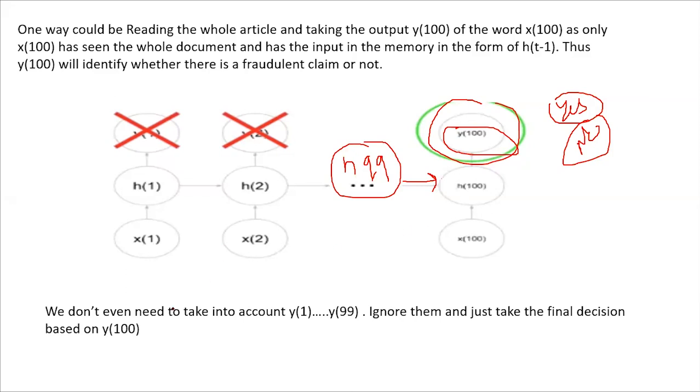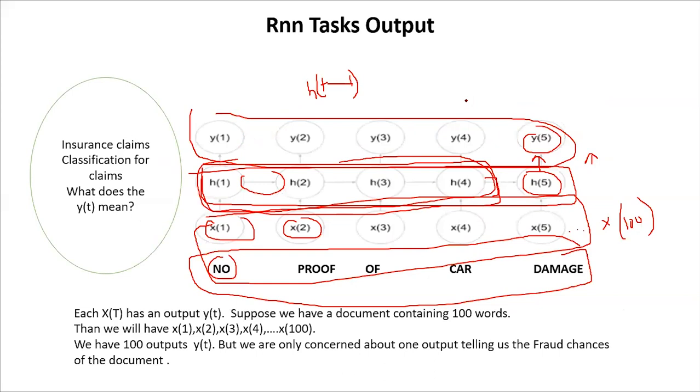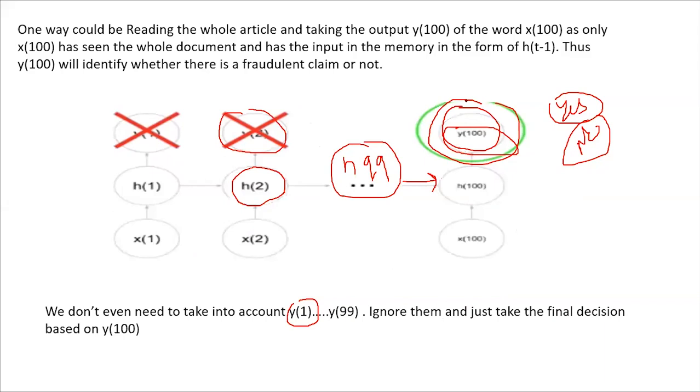As you can see, we don't even need to take into account Y1 to Y100. Y1 is basically a prediction. We only need memories. We don't need predictions, because prediction will only matter for Y100. This is one way of doing it, and these ways are also used. It's not that this way is not correct. Y100 would have information from H99, and based on that, it will give the output of whether the final decision is correct or not.